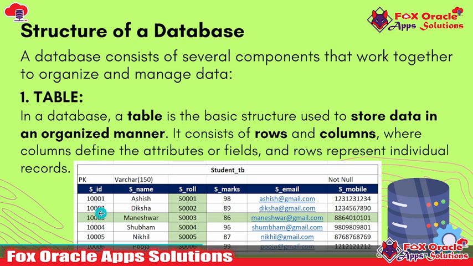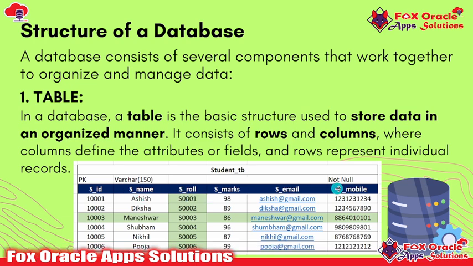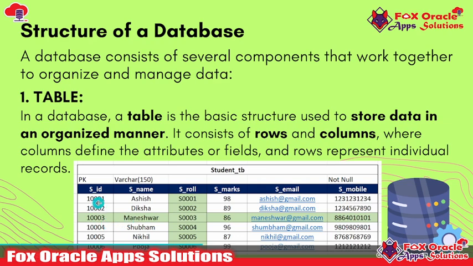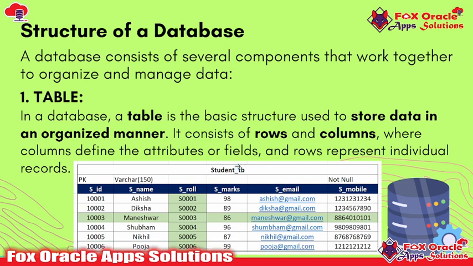You can see SID is one attribute, S_name is the second attribute, S_roll is the third attribute, and all these attributes are known as columns. For each and every column, we have records. A record is known as a row. If you look here, we have a total of 6 rows. It means the student table is storing a total of 6 records in that database.